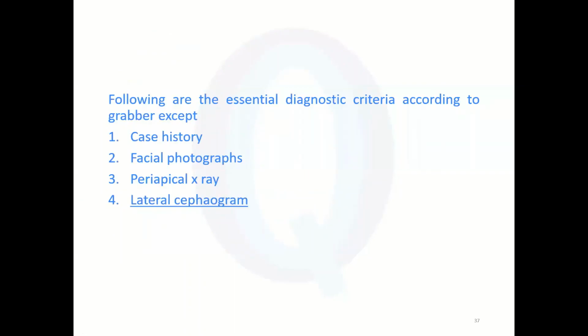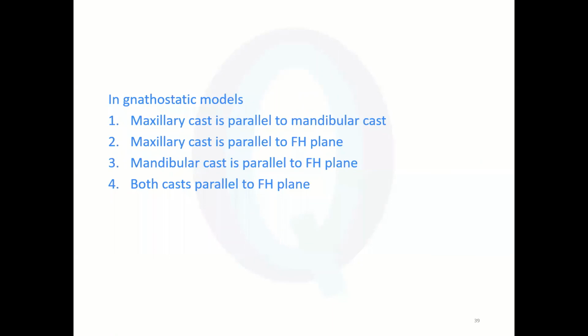Let's revise whatever we have read here. I have just told you the answer. Anyways, lateral ceph is not an essential diagnostic. In gnathostatic models, this I have discussed when we were discussing Simon's classification. Yes, so the answer is 2. Maxillary cast parallel to FH plane. Nothing is said about the mandibular cast. Mandibular cast comes in occlusion with the maxillary cast.